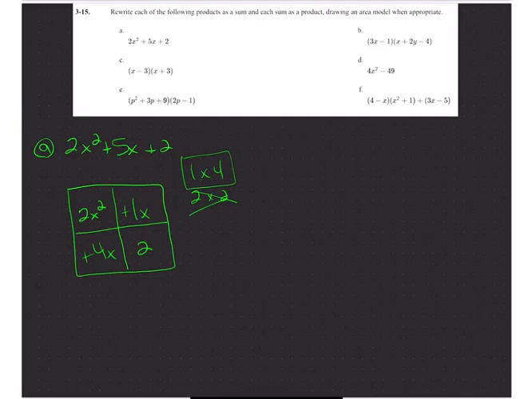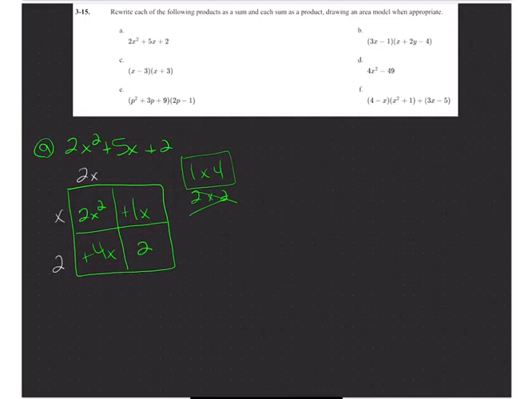So now, what do I have to multiply in order to get 2x squared? Well, I'm going to have a 2x and an x. It's the only way I can get to 2x squared. So then we can go down, right? So I got to get 4x squared. So 2x times what is going to get me to 4x? So I need that to be a 2.